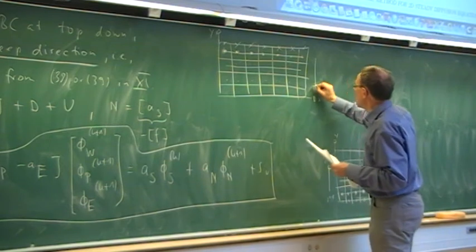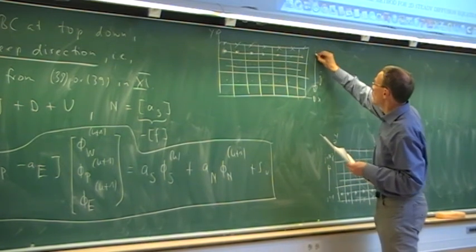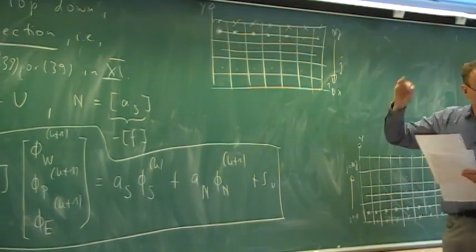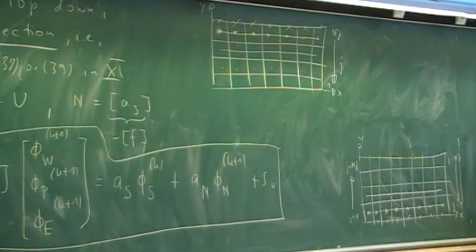So we go down here. So the J is then going from NJ to 1. We are reversing the sweep direction. But otherwise, things are just the same as we discussed.